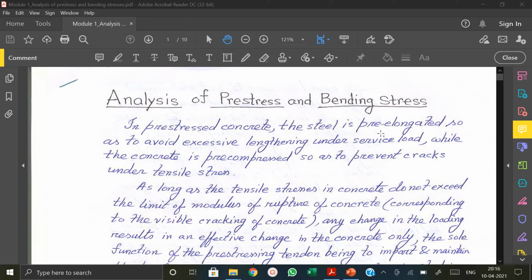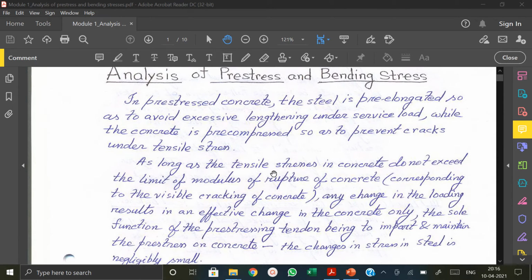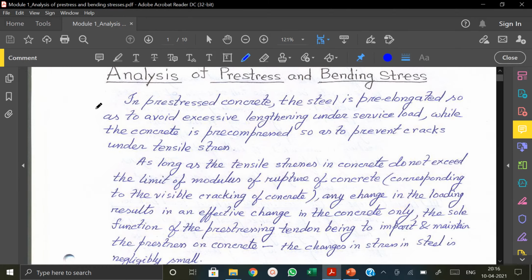This we have discussed last class, which means the steel is elongated as well as the concrete is compressed. That's what happened. So as long as the tensile stress in concrete did not exceed the limit of modulus of rupture of the concrete, you know, the modulus of rupture of concrete is given as 0.7 root of FCK, that is a modulus of rupture of concrete. So if the tensile stress exceeds 0.7 root FCK, what happens? There will be crack formation, and as a result the reinforcement will be exposed, and as a result there can be corrosion.